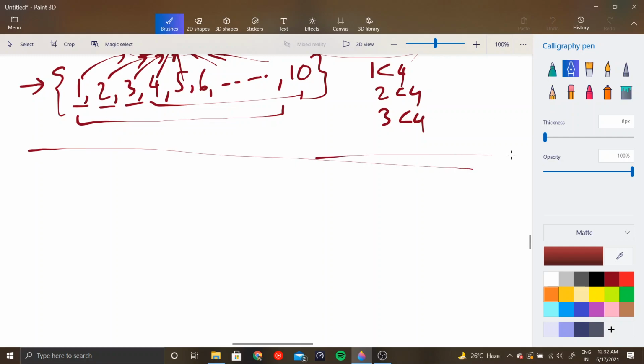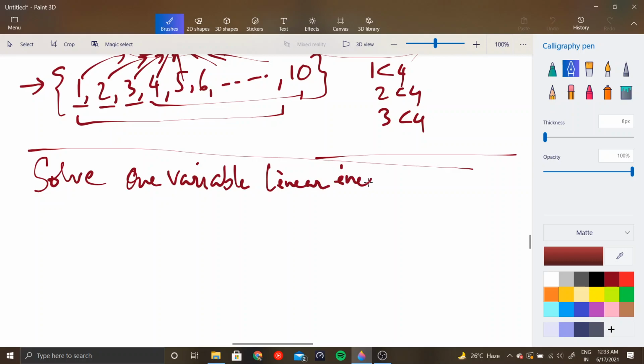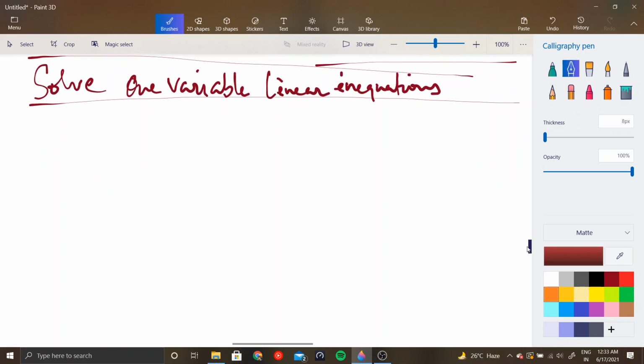Now we looked into the form of a linear inequation. We looked into how we write it, how we understand it. Now let us understand how to solve one linear inequation. As far as your syllabus is concerned, you have only one variable linear inequations. You don't need two variables here. You will have one unknown variable in the entire inequation and you need to solve for that. Let me first write down the steps and then I will explain using an example.